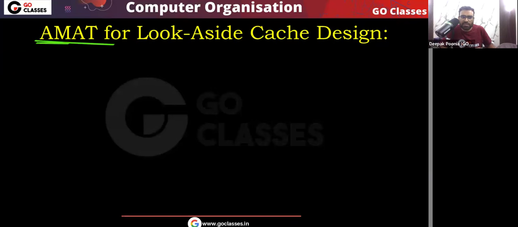But let's see the average memory access time for look aside cache design. This is not required for the GATE exam, because as I told you, in the GATE exam there is no question based on look aside cache design. This is a historical concept. In the older days this was used, no longer is it used.